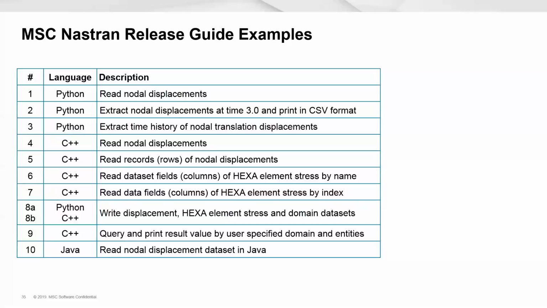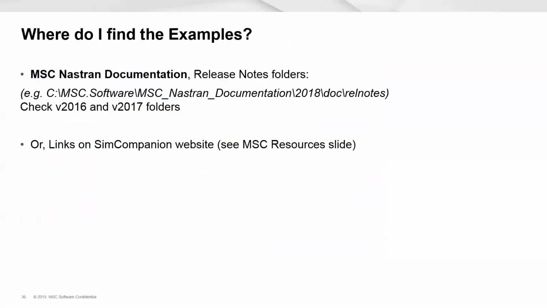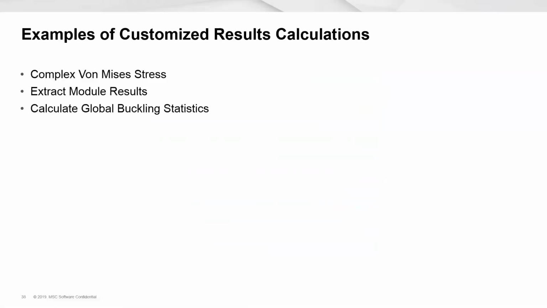So they're all there, and they're in the same delivery directory with all the other HDF5 information. That's one location. You can also find them when you search in the release guide for each of the deliveries. You'll see them there too. We also have links for those that want to get them off the SimCompanion website, and I've got that on the resources page. So I'm going to summarize the last 3 here.